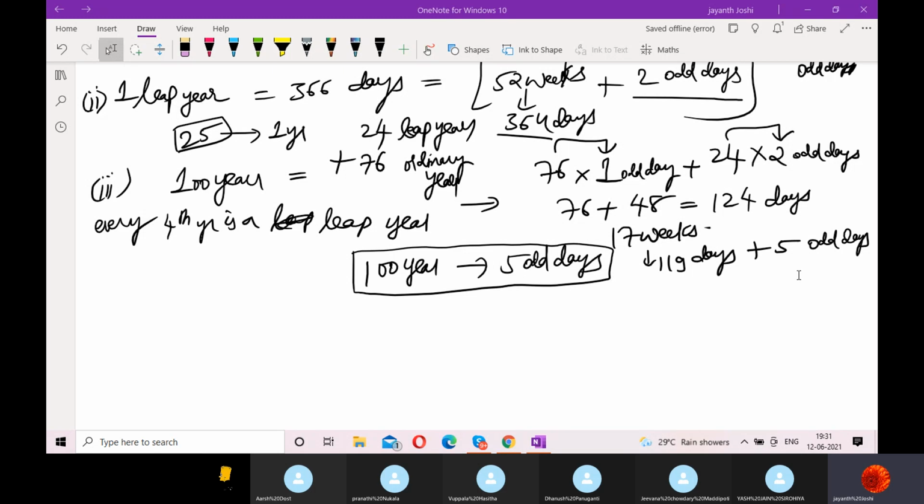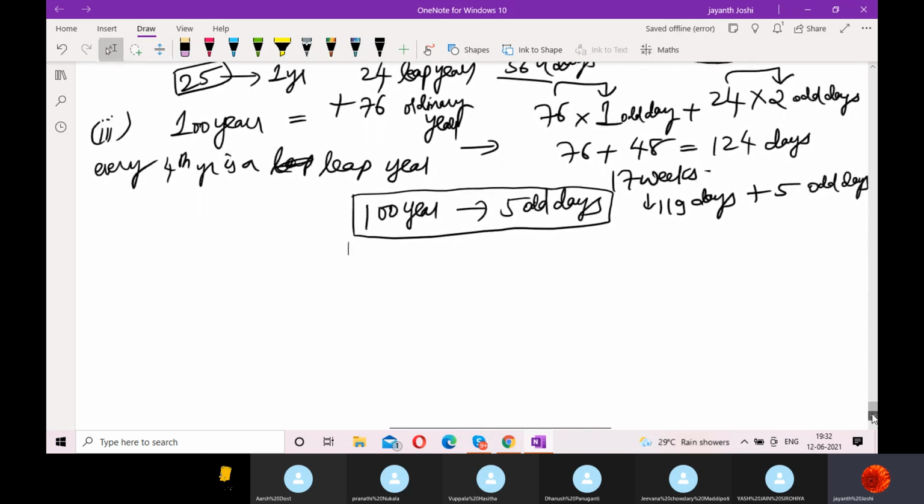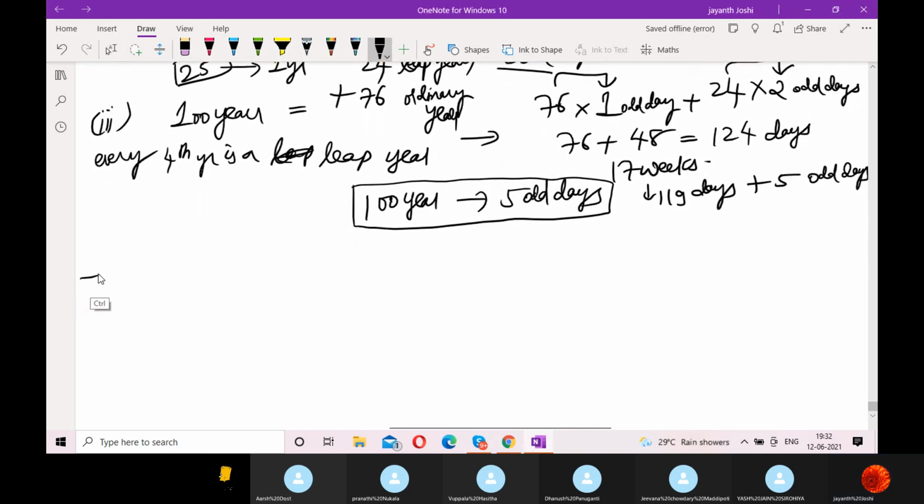Now point number 2. Let us also find out the odd days in some of the respective years. 200 years. So how many odd days? Now you would say, sir, it is very simple. When 100 years has 5 odd days, 200 years would have 10 odd days.